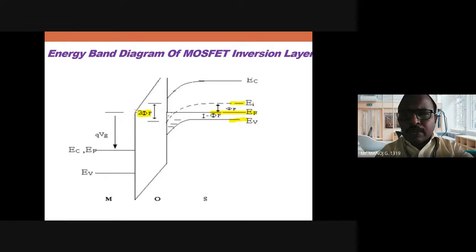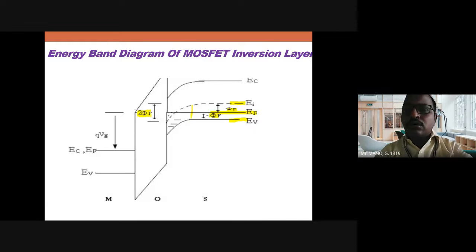Now in between these two levels, there is an energy band of phi f and minus phi f. Put together, this is the total sum of 2 phi f. Generally, the value is evaluated by the difference of both, so phi f minus minus phi f will give you 2 times phi f. This is the minimum energy that is required for the MOS to go to the inversion layer, or in other words, a channel is created only when this particular energy band is obtained. It means that the conductivity starts.